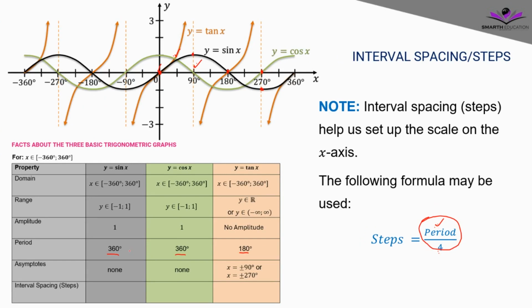So in this case, our period is 360 for y = sin x, 360 for y = cos x, and 180 degrees for y = tan x. So we divide this by 4. 360 degrees divided by 4 is 90. Our steps or interval spacing is every 90 degrees. For y = cos x, 360 divided by 4 is 90. And then for the tangent graph, 180 degrees divided by 4 is 45. These are the key concepts that I wanted us to revise before we look at the individual graphs in detail.